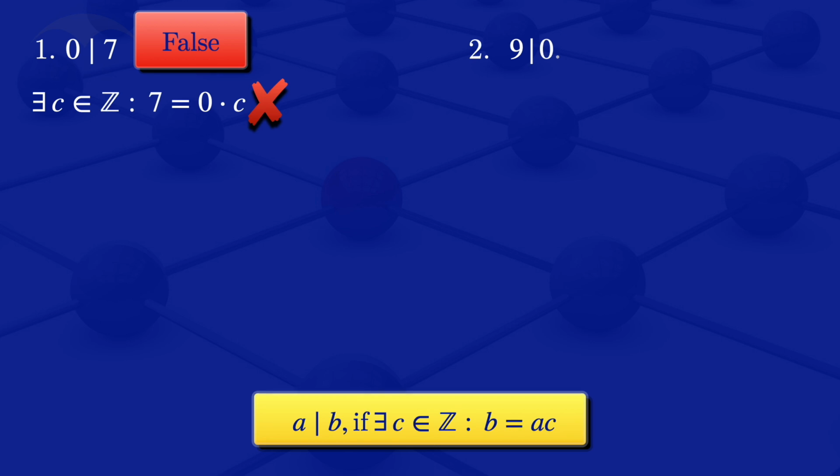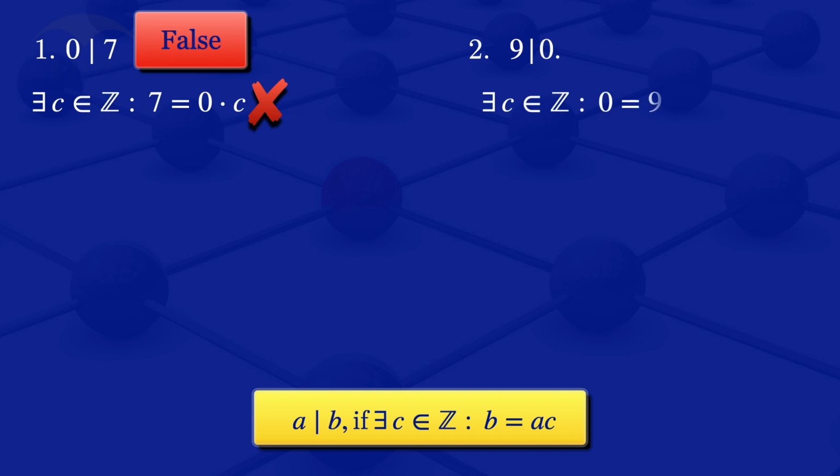I now move on to the next question there, the 9 divides 0. We are checking if 9 divides 0 using the definition of divisibility there. We'll be checking if there exists an integer c such that 0 is equal to 9 times c. So in this case, we'll be looking at the right hand side there, 9 times c. Can you find such an integer c such that when you multiply it by 9, it gives us a 0?